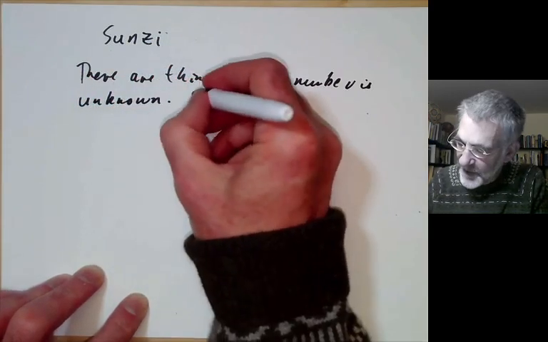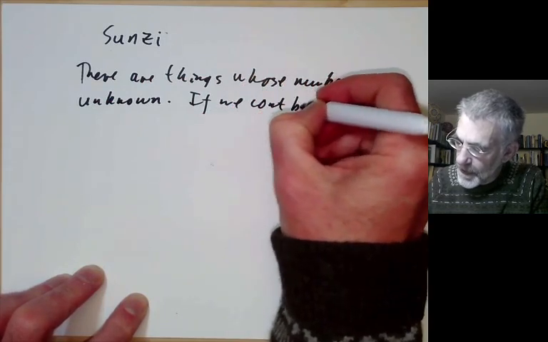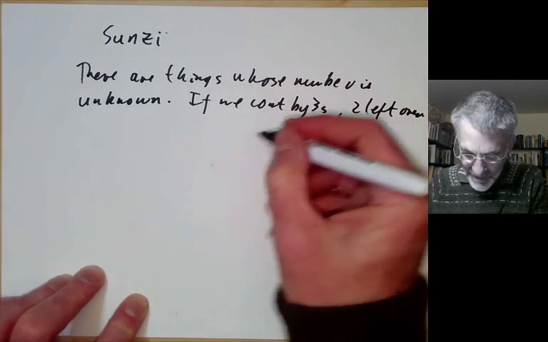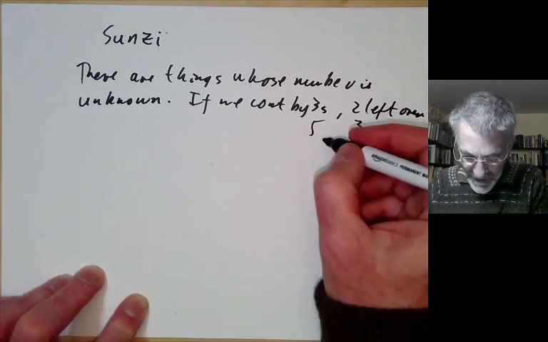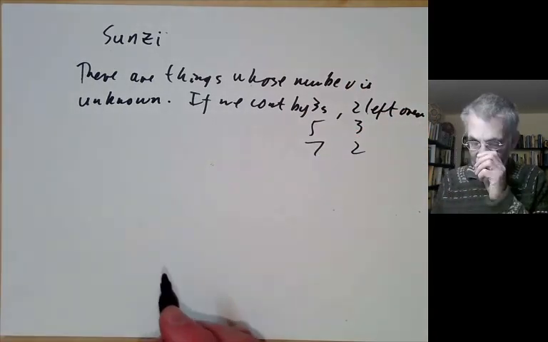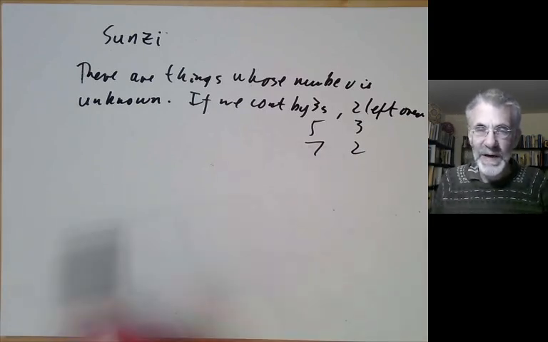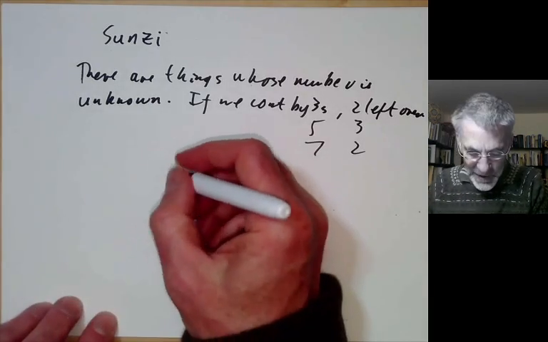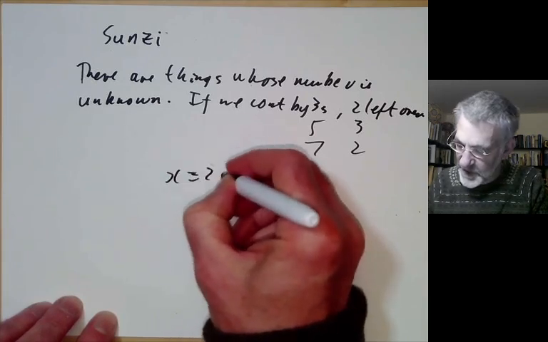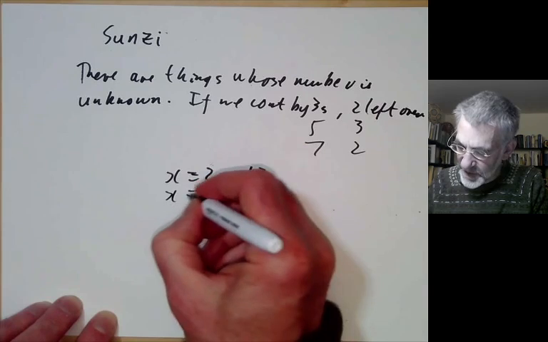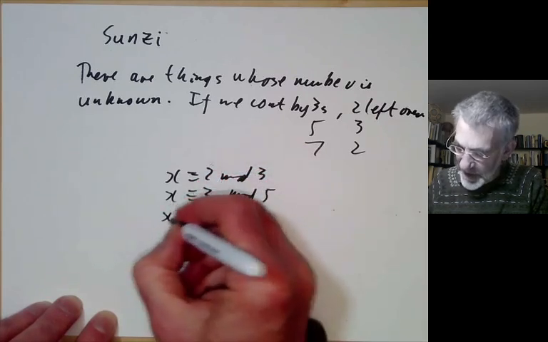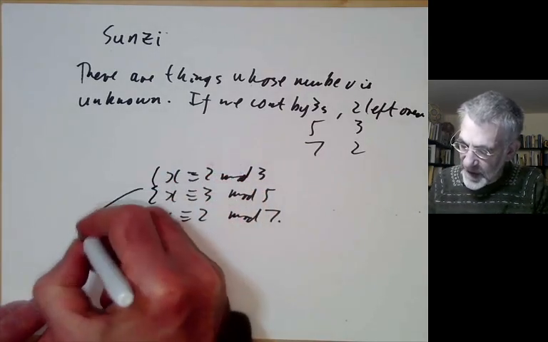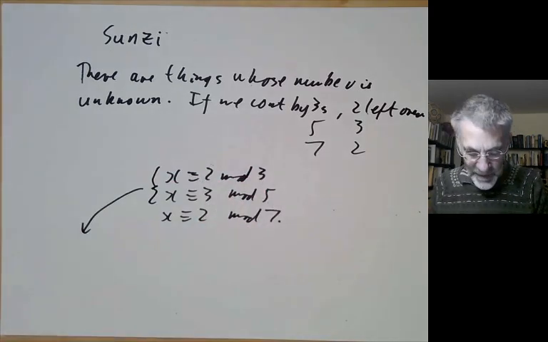And if we count by threes, there are two left over. He said if we count by fives, we have three left over. And if we count by sevens, there are two left over. And he had to write everything out in words because algebra was in a rather primitive state at the time. But what he's obviously saying is we're trying to solve the following three equations. x is congruent to 2 modulo 3, x is congruent to 3 modulo 5, and x is congruent to 2 modulo 7.